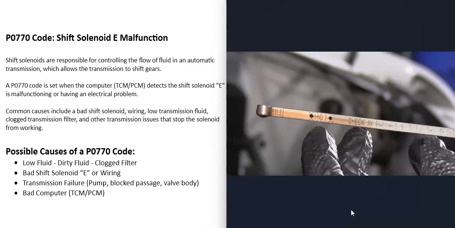Usually if that does happen, you'll be getting a lot of other codes. There'll be other shift solenoid codes and different things like this. So if you are only getting this P0770 code, then very likely this is not the problem. But if you can, it's a good idea to check the fluid and be sure that's good.